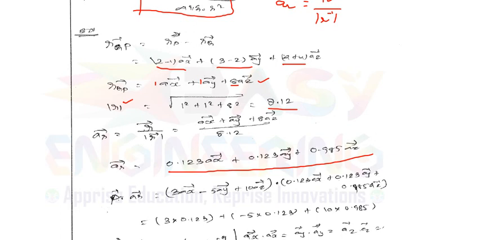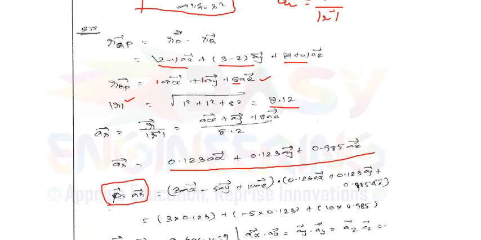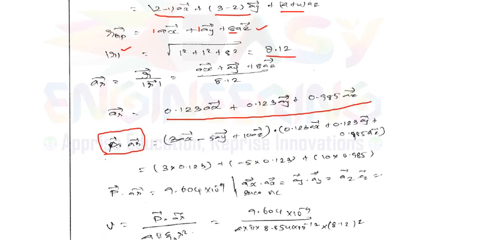Now what did we find? What do we want to find? That is P dot AR. In that formula you can see P dot AR divided by 4 pi epsilon naught R square. So first, let us find this value P dot AR.